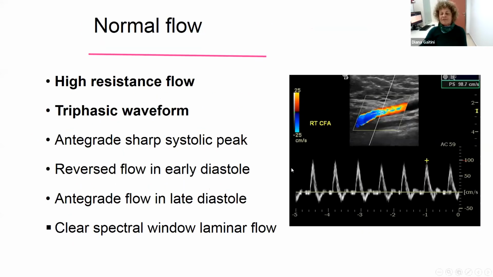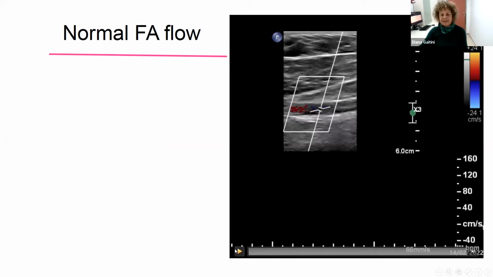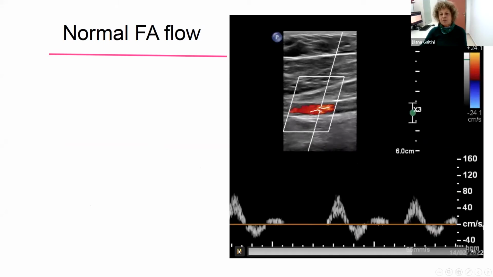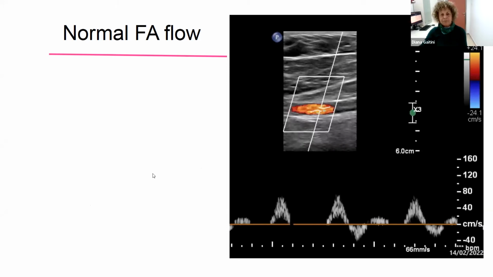How is the normal flow? The normal flow is a high resistance flow with the triphasic waveform. We have an antegrade sharp systolic peak, a reversed flow in early diastole, and antegrade flow in late diastole. The window will be clear because we speak about a laminar flow. Here we have an example of color and spectral Doppler in a normal femoral artery.